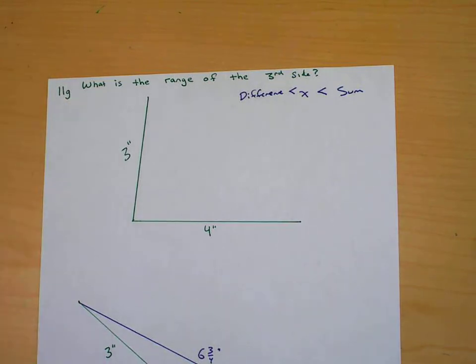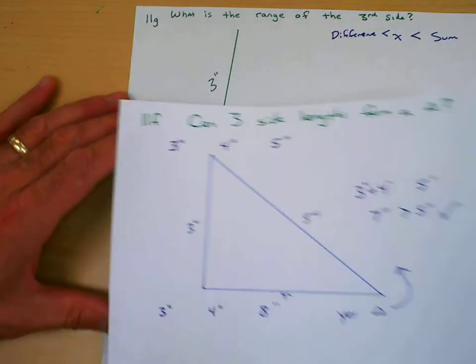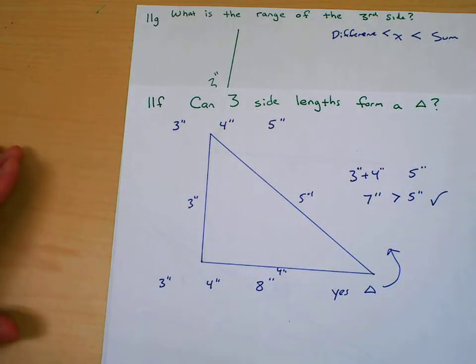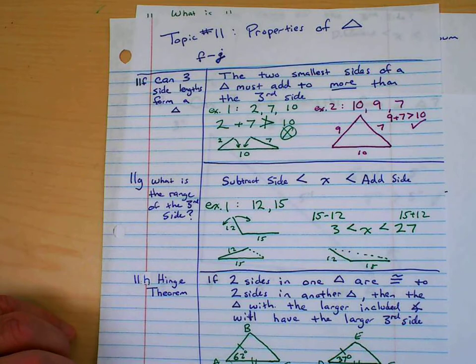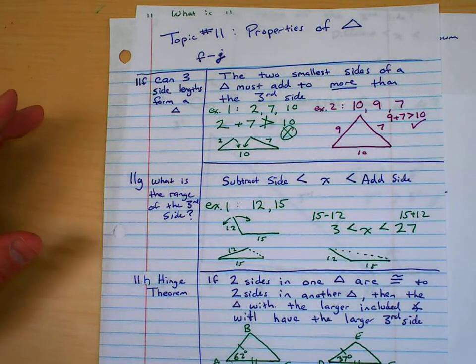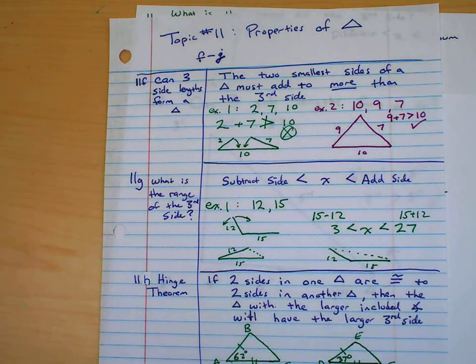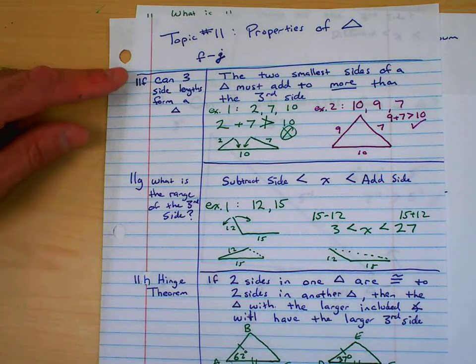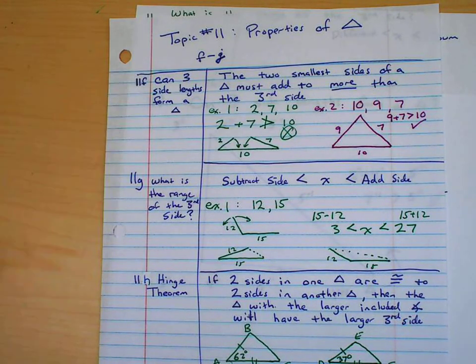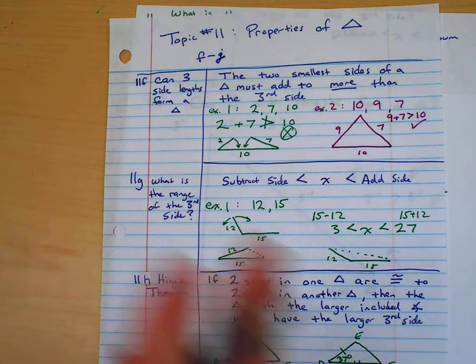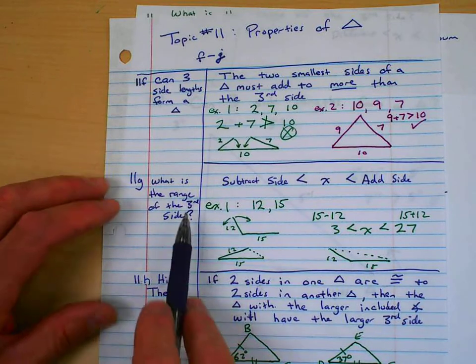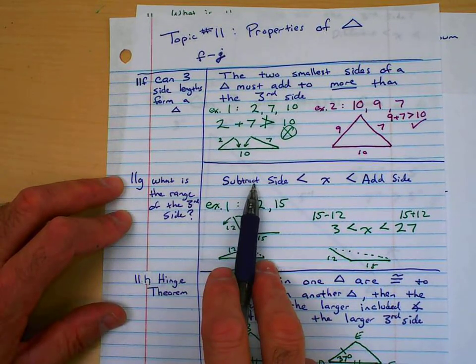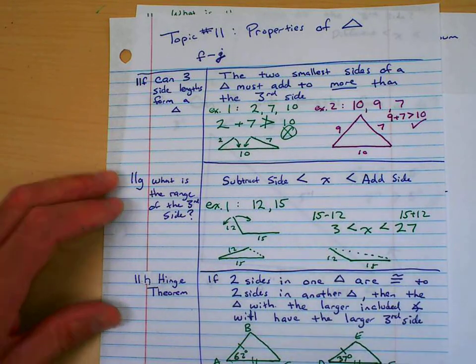So hopefully these explanations of why 11F and 11G gave us the rules that we were given at the beginning and that were taught during class better explain why 11F and 11G work. Can three side lengths form a triangle? The two small sides have to add up to more than the third side. And what's the range? If you subtract the sides, it has to be greater than the subtracted sides, but less than the added sides.